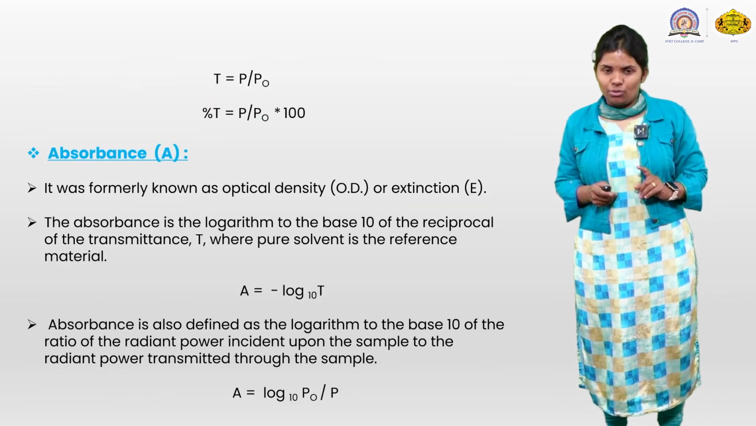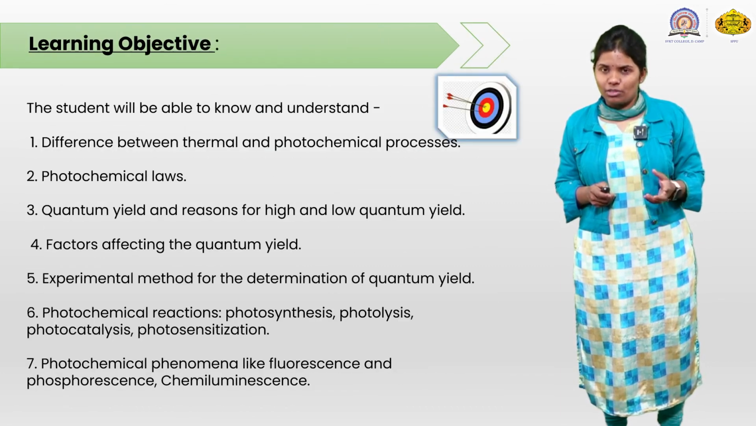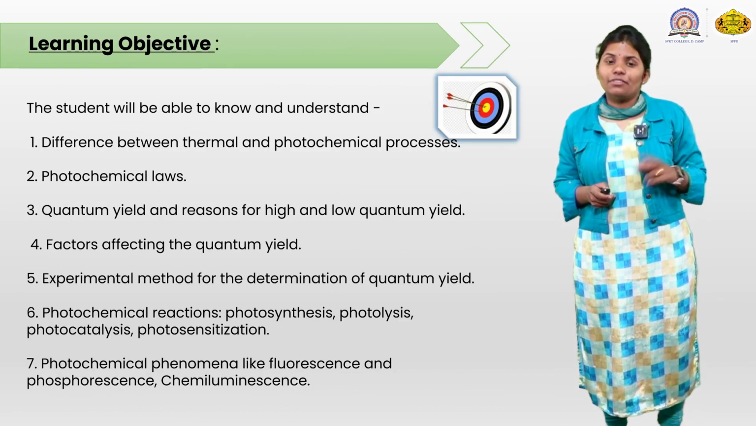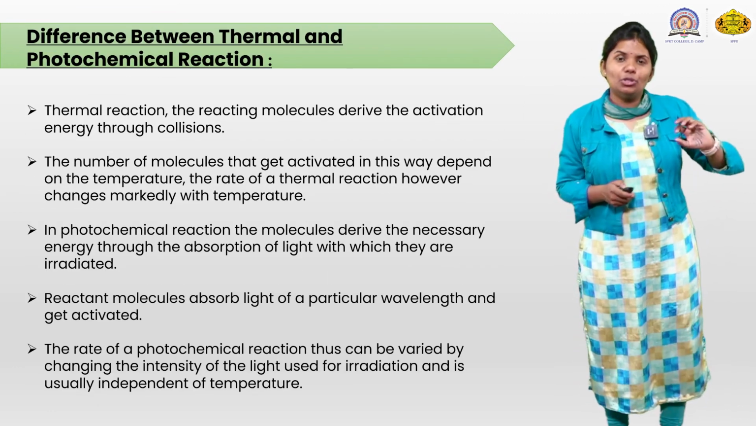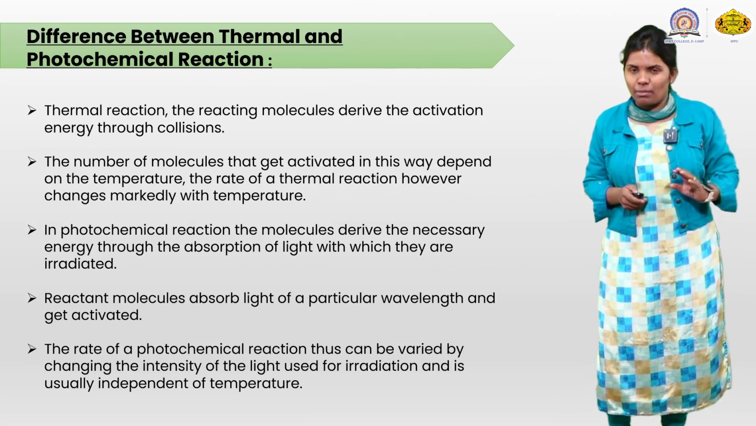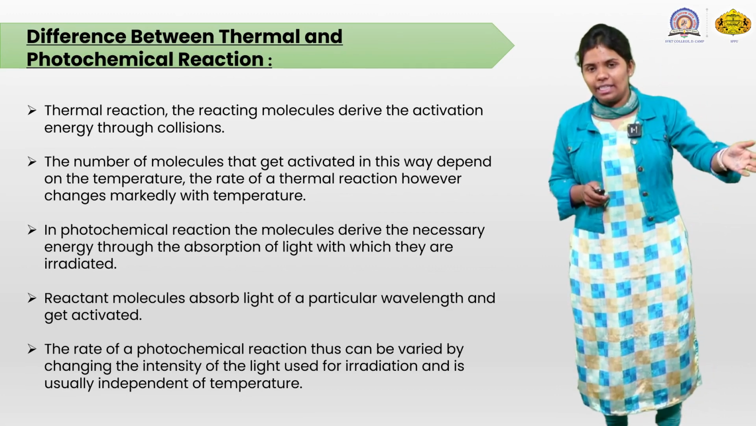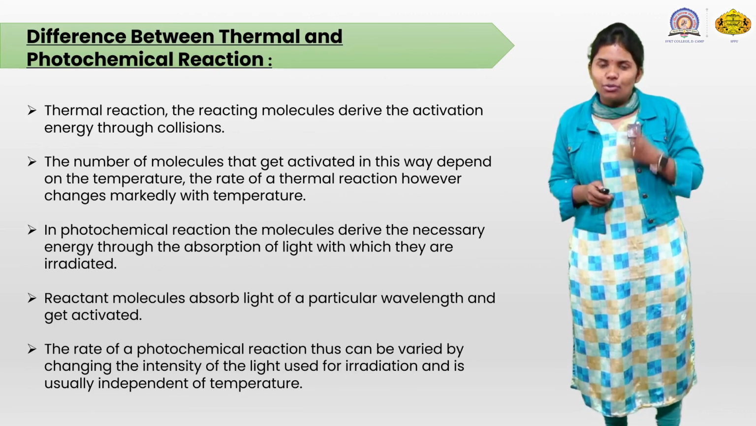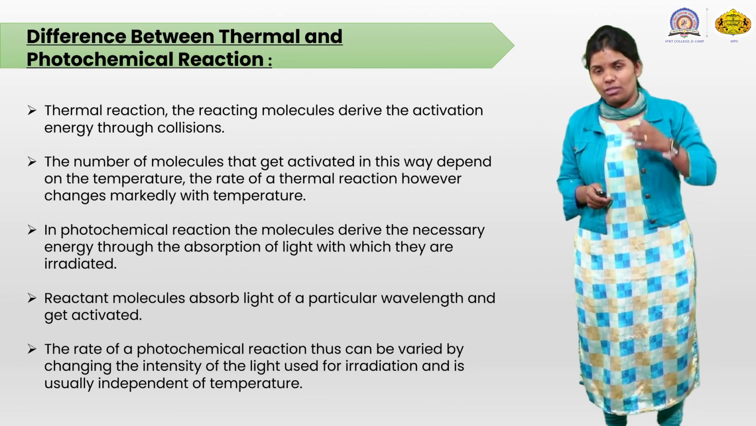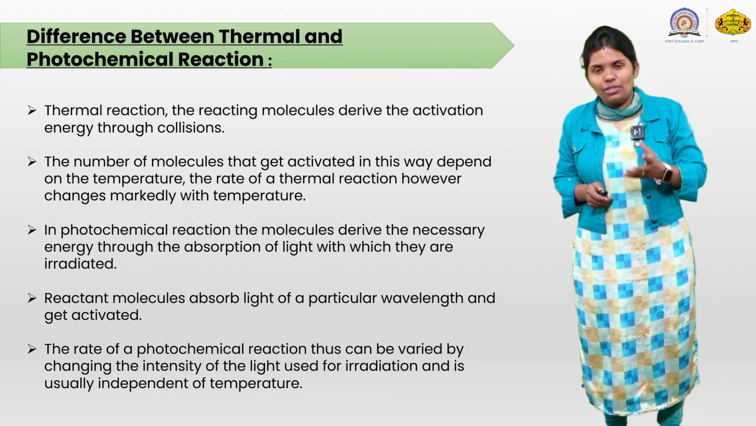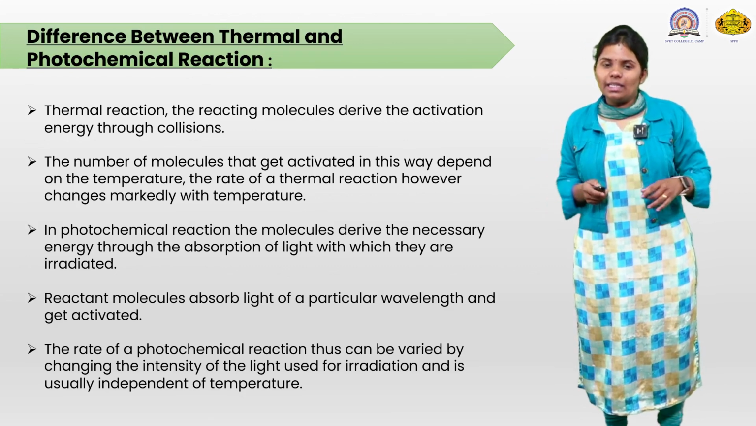So what have we seen today? We have seen the different terminology used in photochemistry. What is the difference between a thermal reaction and a photochemical reaction? In a thermal reaction, you use temperature as the basic parameter; as you increase the temperature, the rate of reaction increases. In photochemistry, you use photons, the wavelength with which you irradiate the sample, and as such the yield increases.